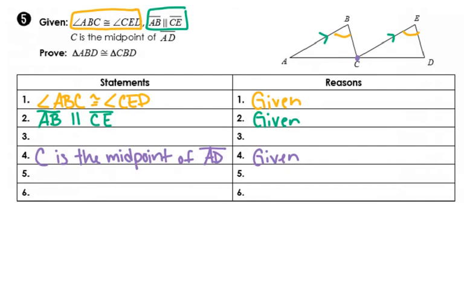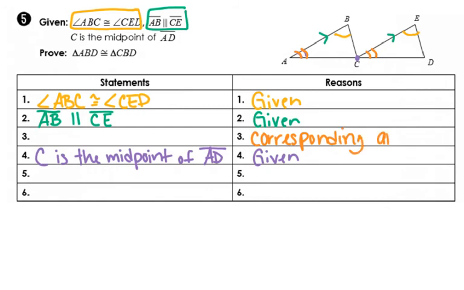So if I am using the fact that I have parallel lines, then I need to be looking for the angles that parallel lines make. So I need to be looking for alternate interior, same side interior, alternate exterior, or corresponding. I see right here, let me do it in orange, that I actually have corresponding angles.